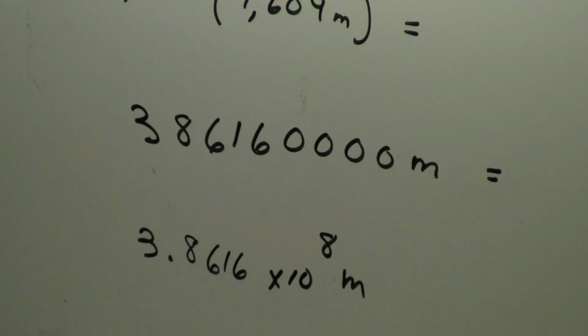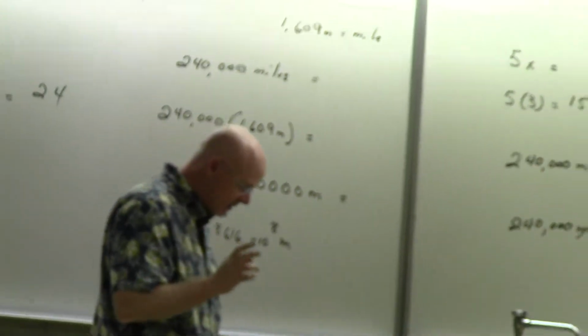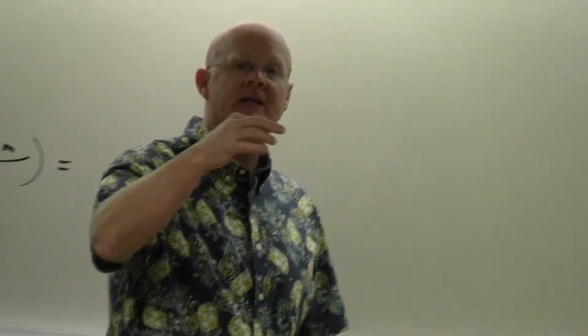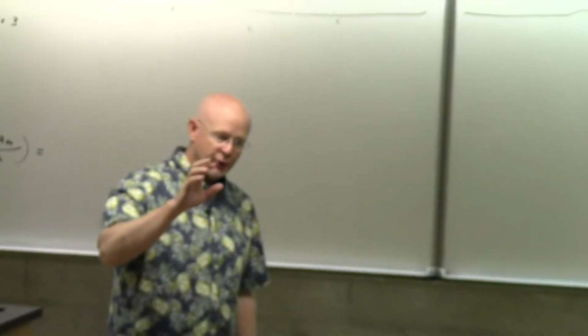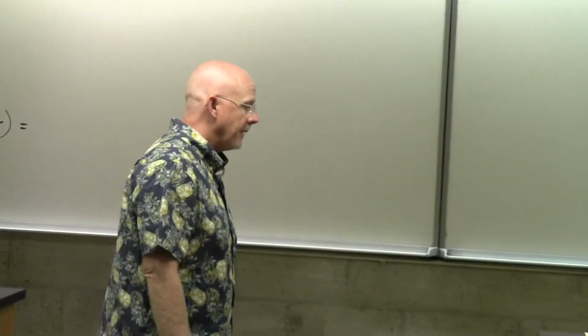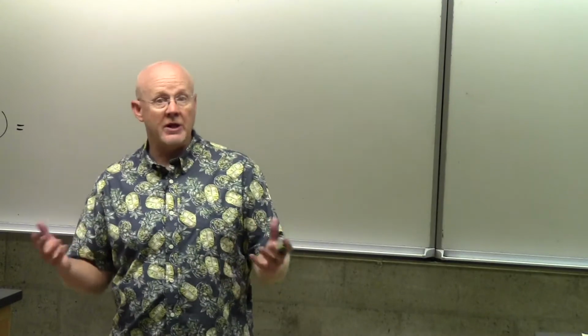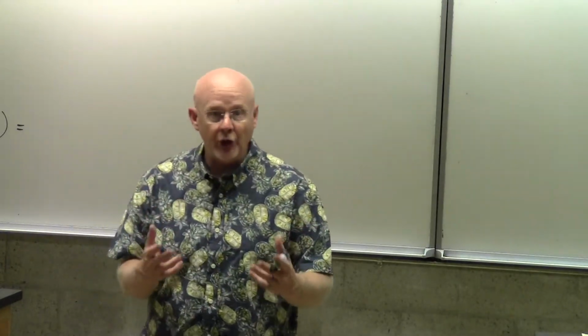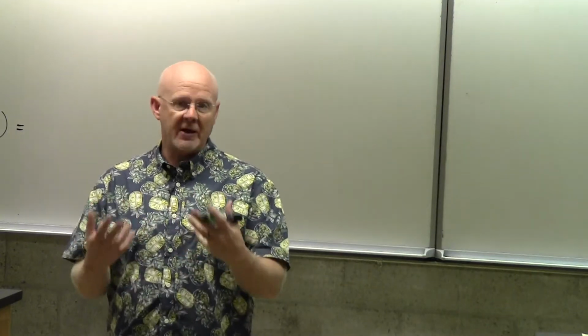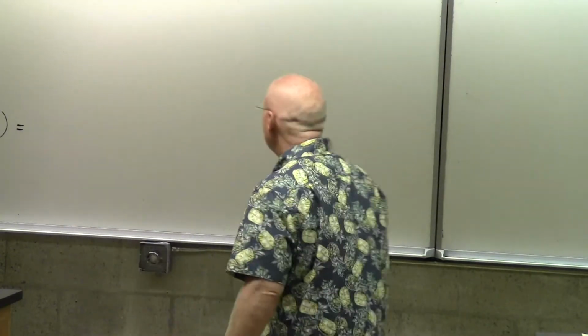Maybe I'll just do another one here. Maybe I would ask, how much time does it take in seconds for the Earth to go around the sun? Now, I guess I'm assuming by that you know what a year is. If you don't, let me explain. A year is defined as the time it takes for the Earth to go one time around the sun.